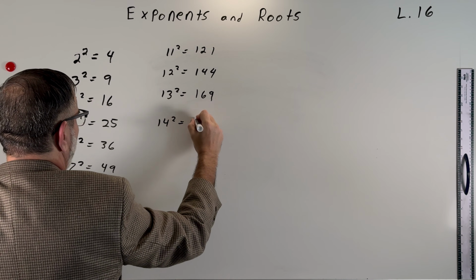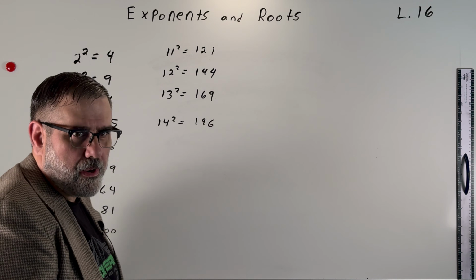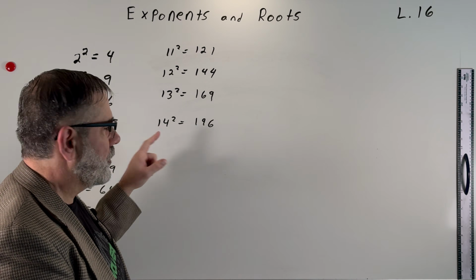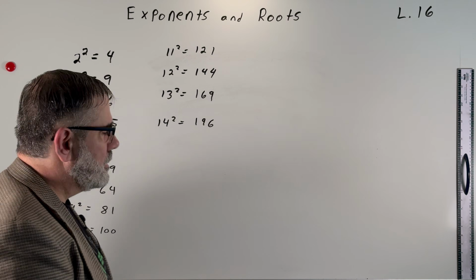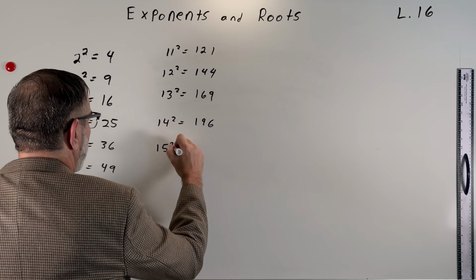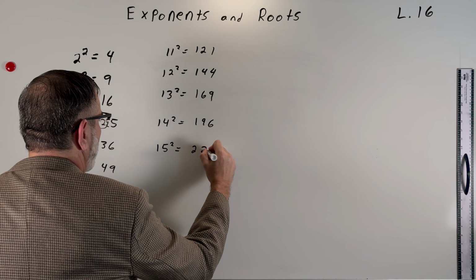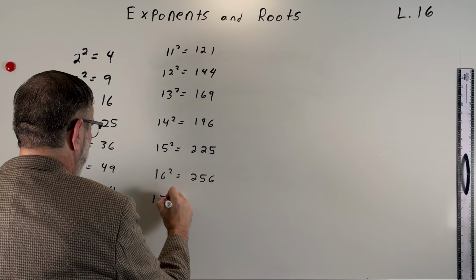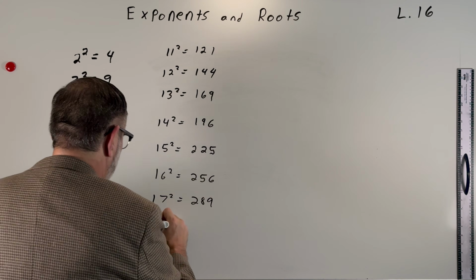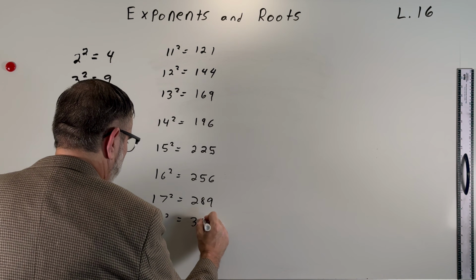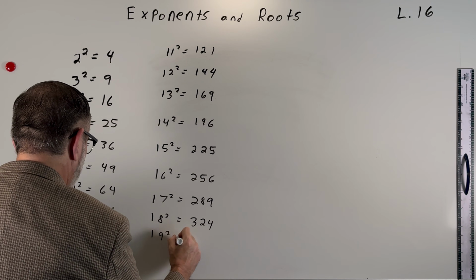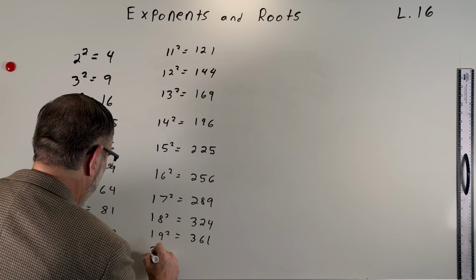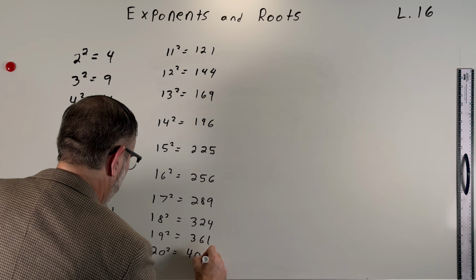14 squared is 196. This is a nice way to remember these two square numbers. 13 squared is 169. If you switch the 6 and the 9, then you get the next number squared, 14 squared. That's just a coincidence. It's not a repeating pattern. 15 squared is 225. 16 squared is 256. 17 squared is 289. 18 squared, 324. 19 squared, 361. And then finally, 20 squared is 400.